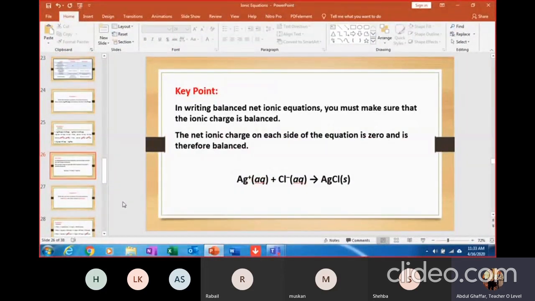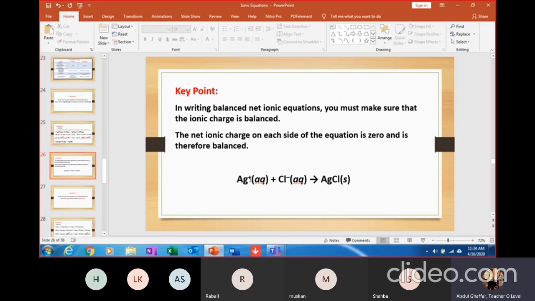Okay, this is a key point in writing a balanced net ionic equation. When you write the net ionic equation, you must make sure that the ionic charge is also balanced. The net ionic charge on each side of the equation should be zero, and therefore we can say that it's balanced.